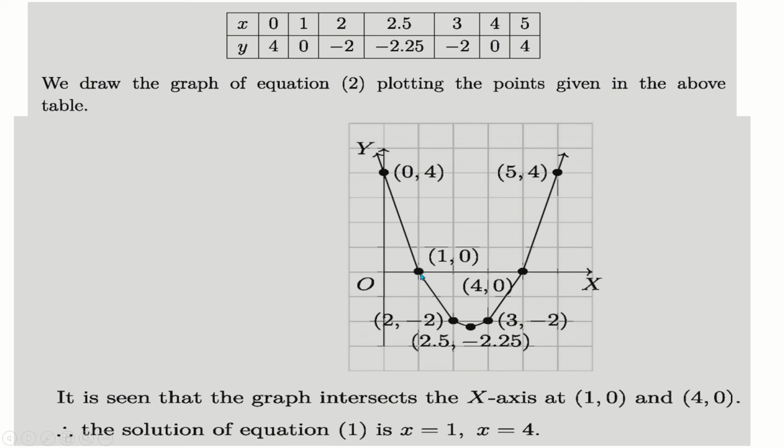1, 0. 1, 0 means x is equal to 1, y is equal to 0, so it lies on the x-axis. And when x is equal to 2, that means 1, 2, y is equal to minus 2. Minus 2 means below the x-axis. That means this point. When x is equal to 2.5, that means this, y is equal to minus 2.25. That means this point. When x is equal to 3, that means 1, 2, 3, then y is equal to minus 2. That means this point. When x is equal to 4, y is equal to 0.